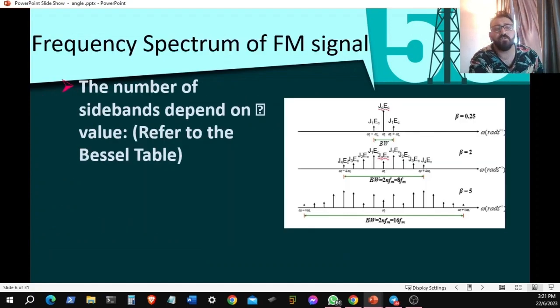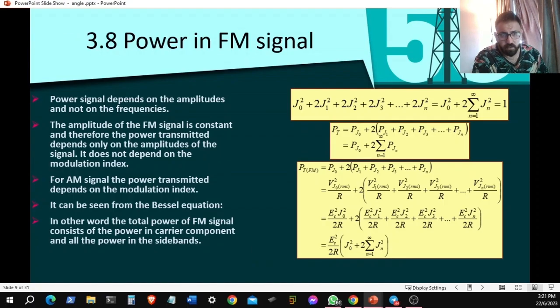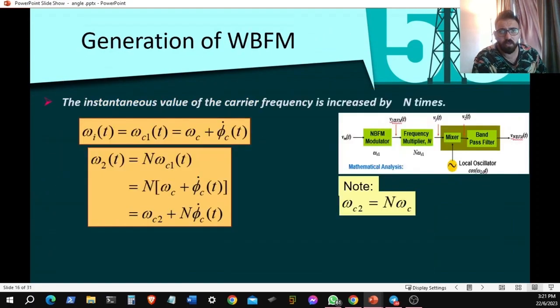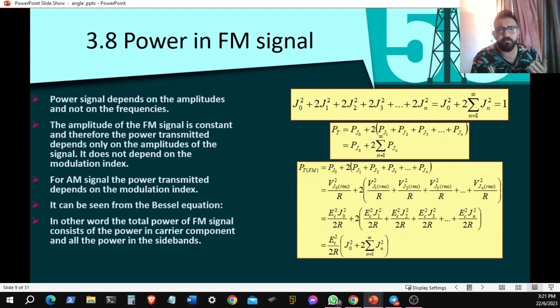And now let's talk about the frequency spectrum of the FM signal. The number of sidebands depends on the value of beta. So we have to notice that beta is very important here. And now let's talk about two rules. The first rule is the Carson rule, and then we will talk about the narrowband FM, the power of the FM signal, and the generation, and so on.